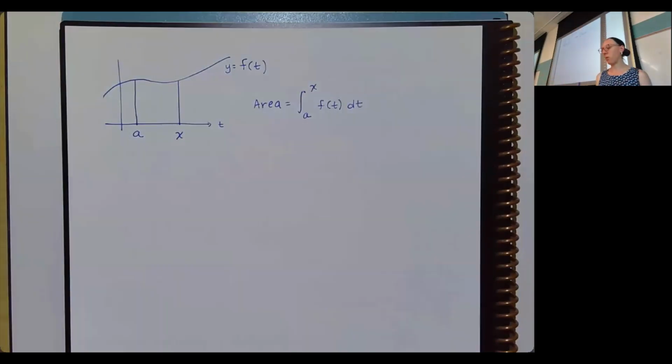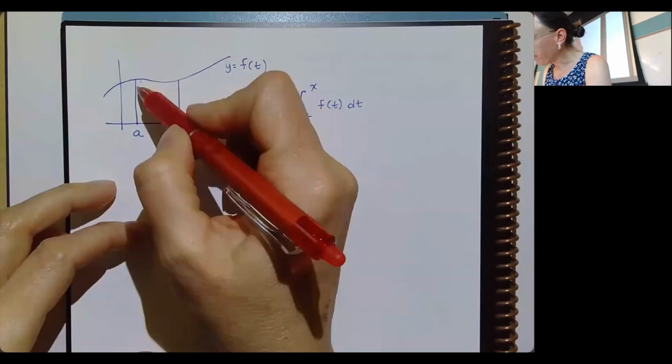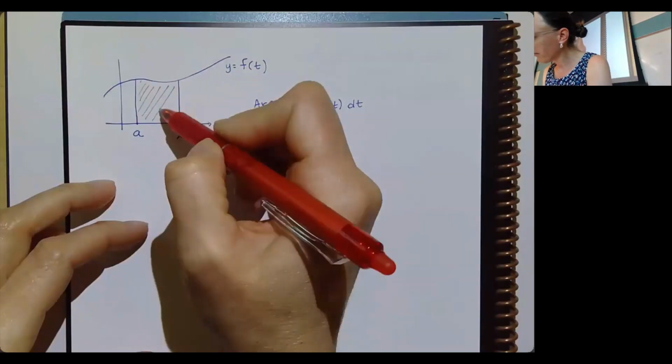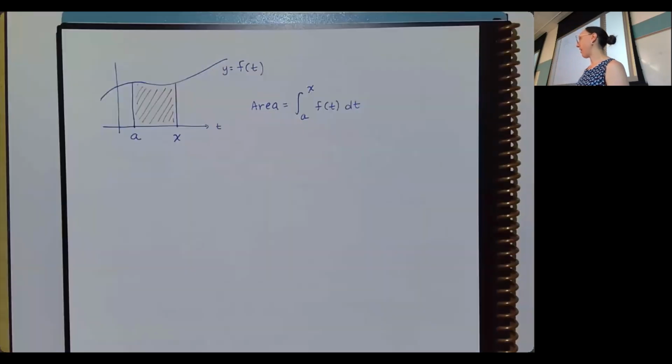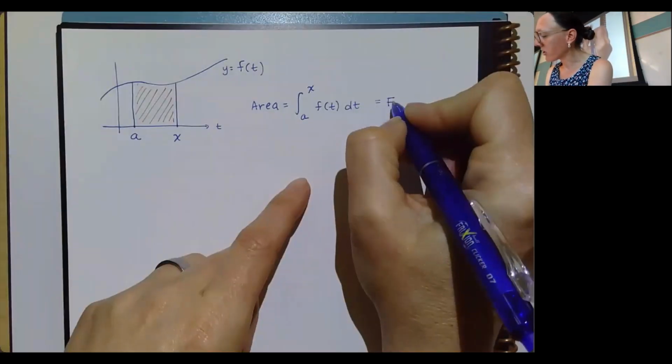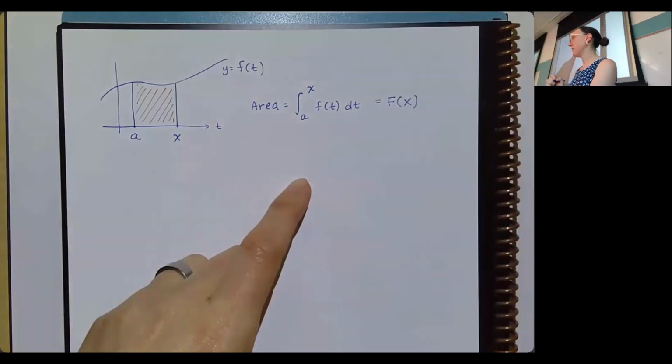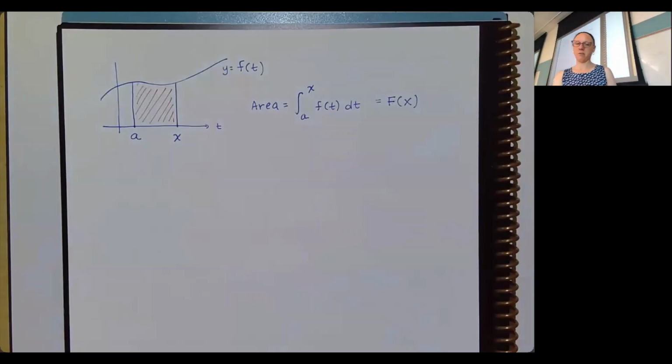Now, something that's really important here is this area, the area itself, is a function of x. If I scoot x over, we have more area. If I scoot x this way, I have less area. So this whole thing is a function of x. I don't know what the function is, but I know that it's a function of x.